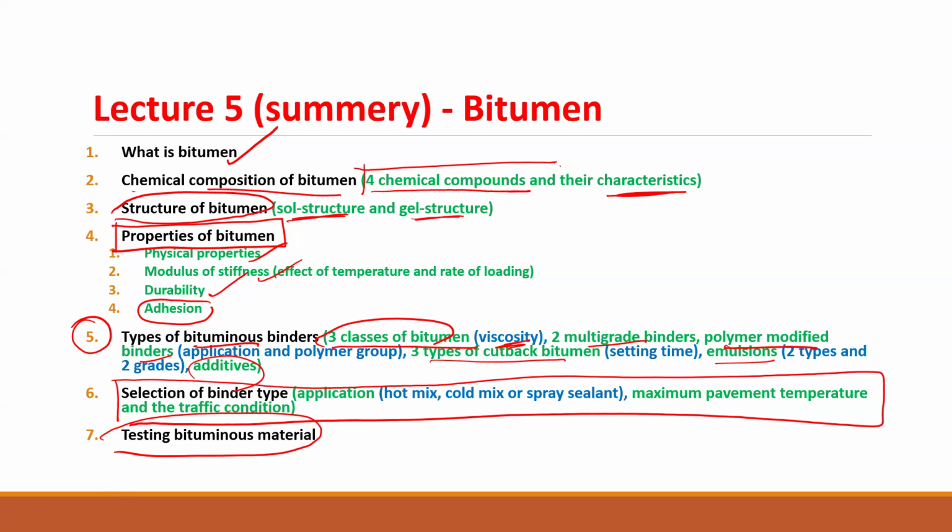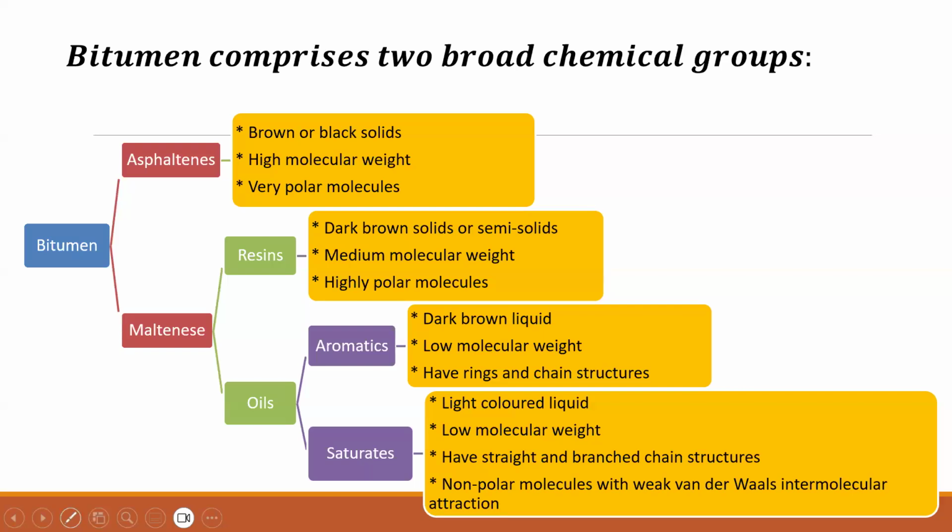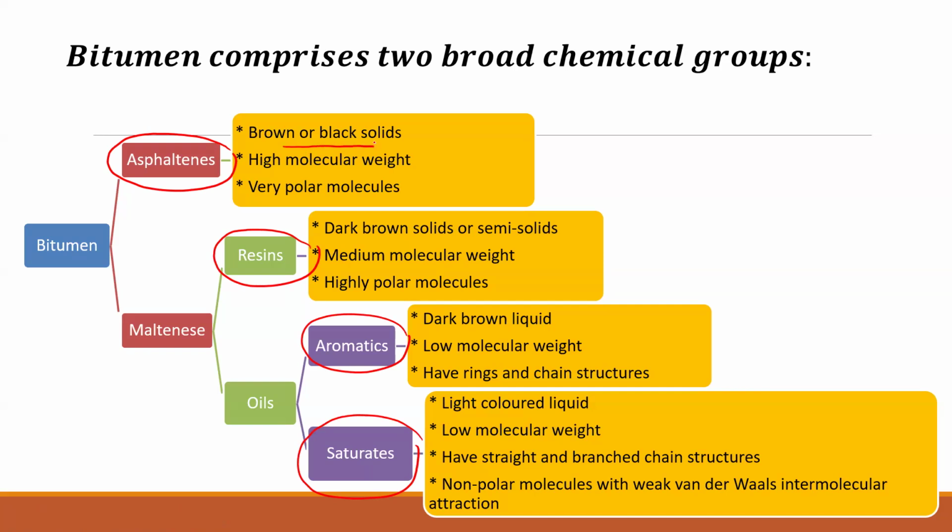So let's see. Okay, so we discussed that there are four things in bitumen. What are the four things? Asphaltenes, resins, aromatics, and saturates. If you look at these four things, asphaltenes are brown or black solids. They are solids with high molecular weight, and they are very polar molecules.